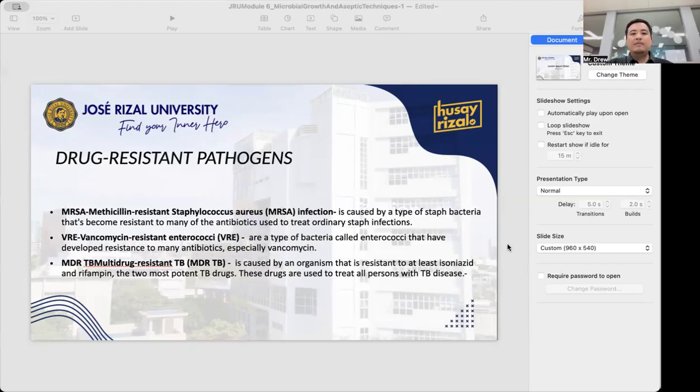Now, why is this a problem? Drug-resistant infections prolong hospital stays and increase healthcare cost. Overuse and misuse of antibiotics contribute to resistance. So, prevention: proper hygiene, plus controlled antibiotic use.